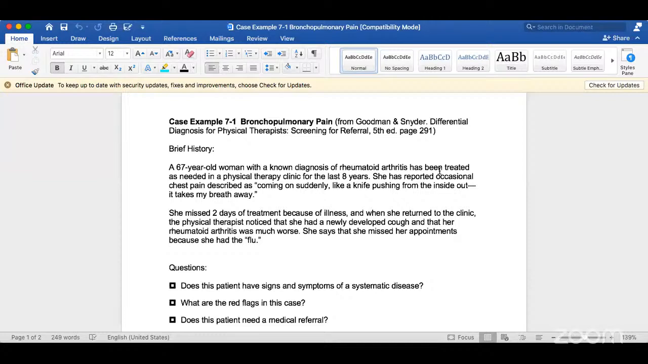She missed 2 days of treatment because of illness. And when she returned to the clinic, the physical therapist noticed that she had a newly developed cough and that rheumatoid arthritis was much worse. She said that she missed her appointment because she had the flu. I will read the questions. Does this pain have signs and symptoms of a systemic disease? The second one, what are the red flags in this case? The third question, does this patient need a medical referral?